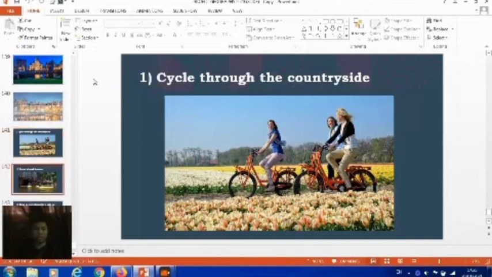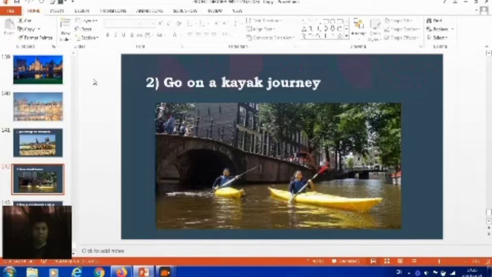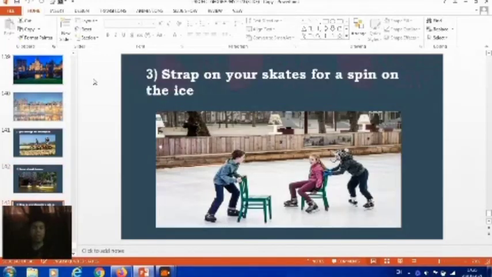And next, go on a kayak journey. The canal tour through Amsterdam is also one of the most popular tourist activities, and you can discover World Heritage Sites by kayak. And next, strike on the skates, or speed skating on ice. It is also one of the outdoor adventures that takes advantage of the weather. One of the most popular winter activities in the country is ice skating.